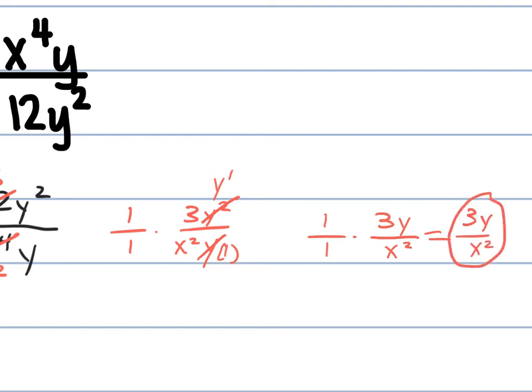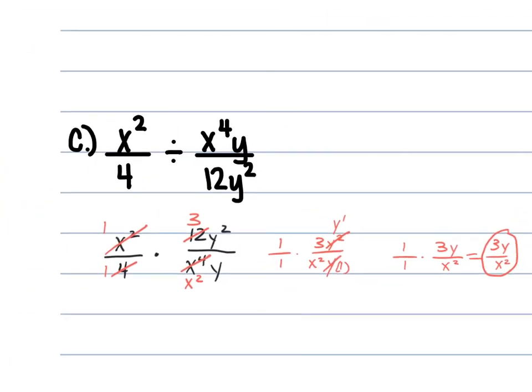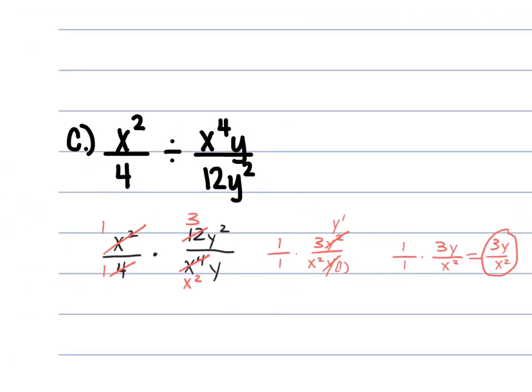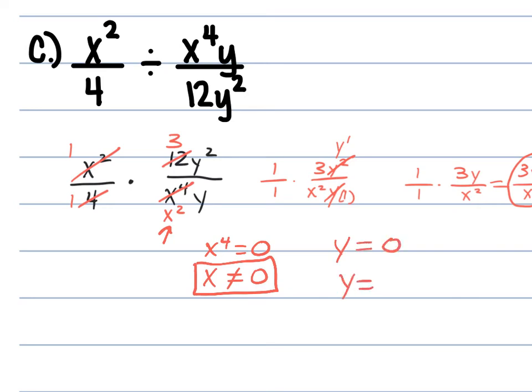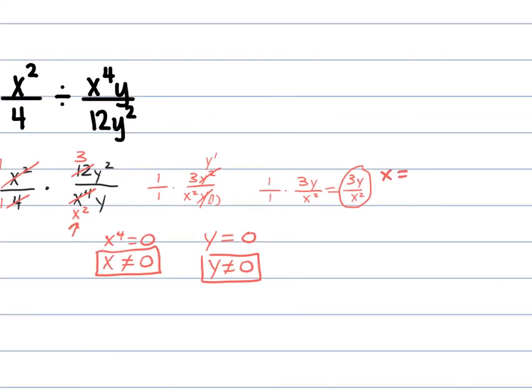But I have to figure out where this is undefined. I'm sorry, my brain shut off there. So we've got x to the fourth is equal to 0. We have to figure out where that would equal 0. What would x be? 0. Right, because the number that times itself 4 times that equals 0 is 0. There's one of them. X cannot equal 0. What else am I going to write? Y equals 0. So it's just y cannot equal 0. There's no more math to be done there. So we've got x cannot equal 0 and y cannot equal 0.